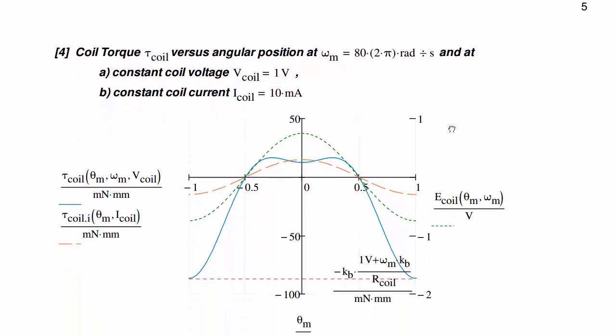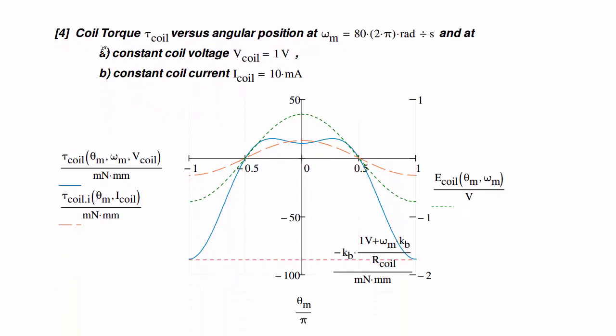All right, now we're going to look at the coil torque versus angular position, both for a constant coil voltage and for a constant coil current. We looked at it already with the constant coil current, but we're going to plot it here just as a reference point. It's the orange dashed line here. Recall that the torque previously for the constant current was a nice sinusoid. It was actually a cosine function.